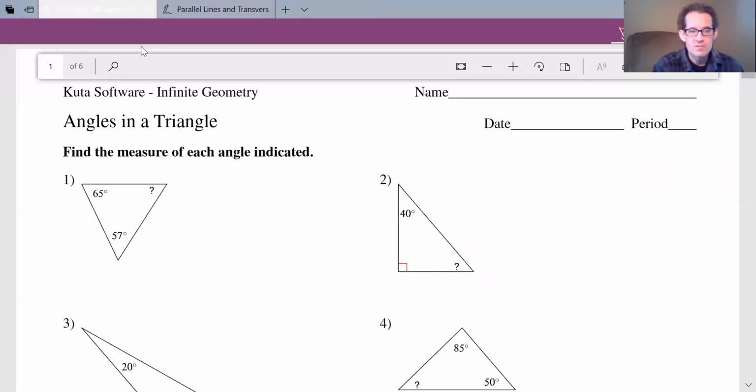The purpose of this math lesson is to talk about angle measurements for triangles and parallel lines and transversals, and how to figure out those missing angles. So I'm going to start out by sharing with you some examples of triangles and how to find those angle measurements.